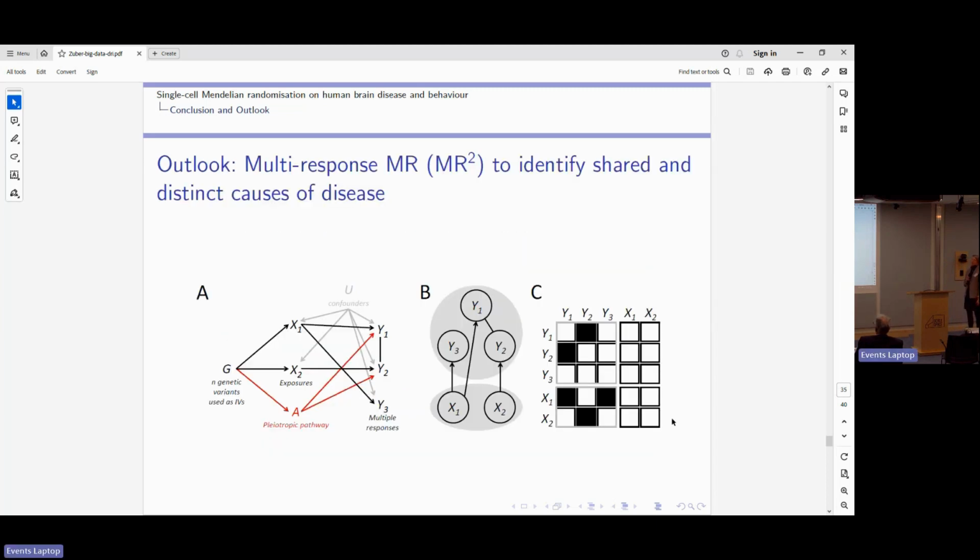As the next steps, as I mentioned that we had 21 genes that affect more than one phenotype, we're also interested in looking into a multi-response model. We have recently proposed the first MR model for looking at more than one outcome. And here the idea is to model the relationship between more than two outcomes. And also it allows us to define shared and distinct causes of disease.